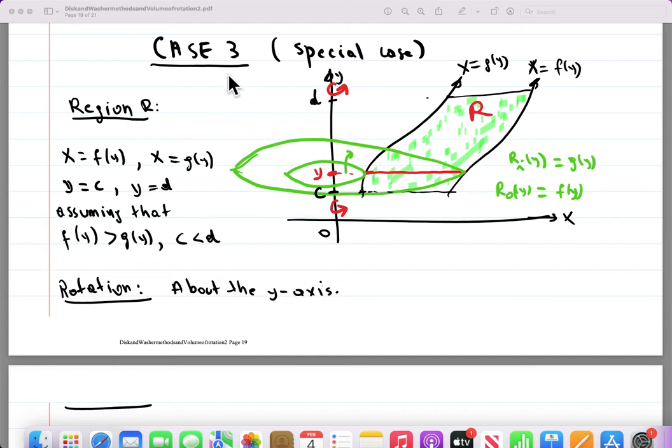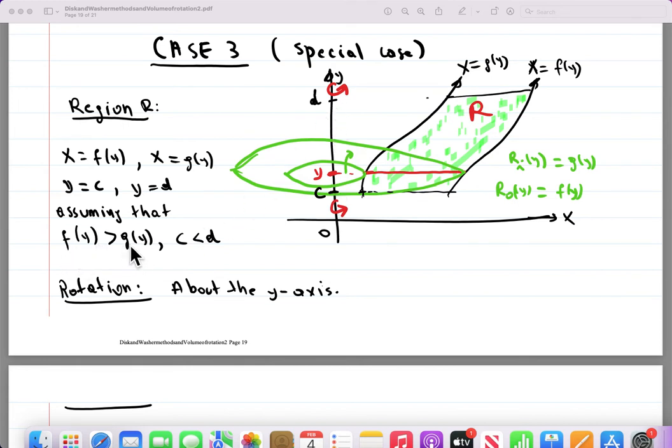So again, case 3. Let's just talk about the region. The region R is bounded by the function x equals f of y, which is this curve, and x equals g of y, which is this curve, and y equals c is this horizontal line, and y equals d is this horizontal line. As you can see, c is less than d, so c is lower than d.